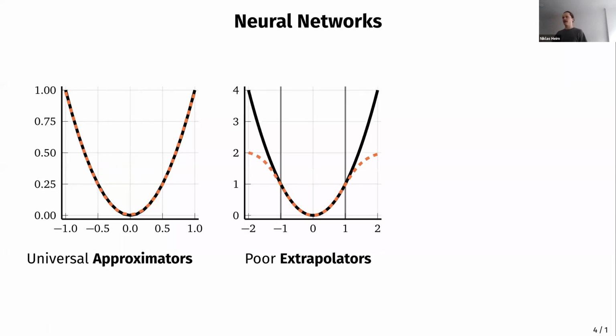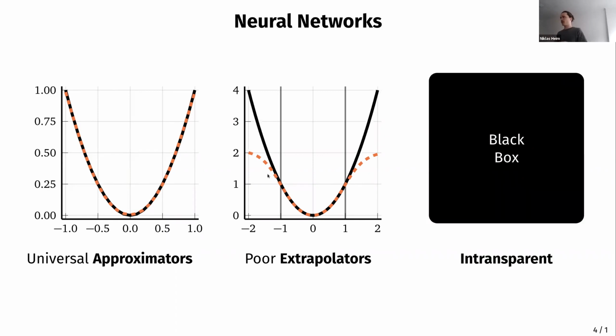The problem is that if I show the neural network only examples in a range from, let's say, -1 to 1, it will learn this function very well. But outside of the training range, because it has never seen anything in there before, it will typically not extrapolate very well. And the second problem that we will deal with is the black box nature of neural networks.